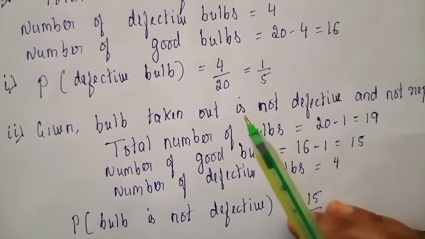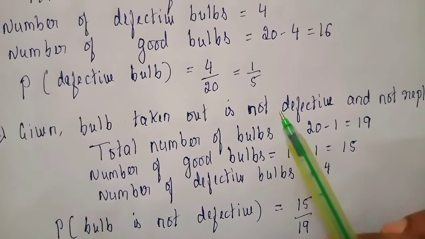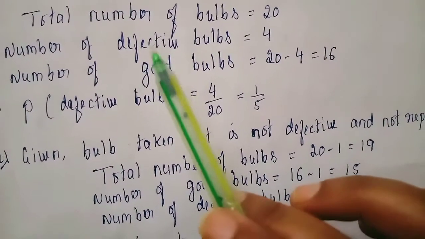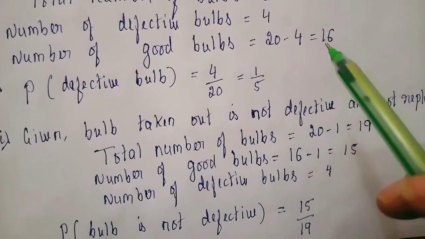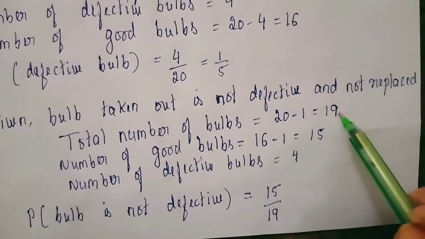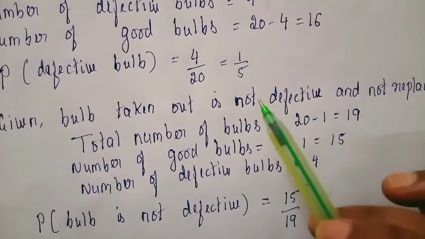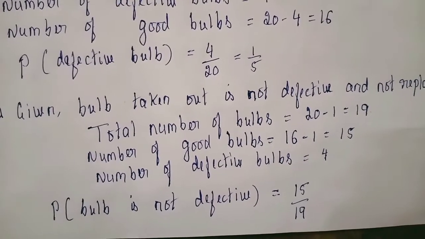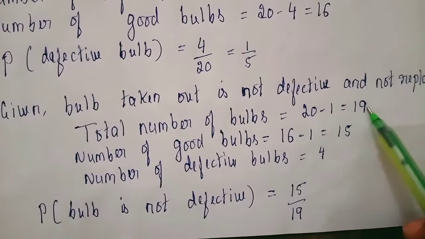And in the second sub question they gave that you have taken out the bulb thinking that it is defective, but it is not defective. And you have not replaced it. So whatever you have taken out, the bulb was not defective. So how many not defective? Not defective is nothing but what? Good bulb. So how many good bulbs do you have? 16. So now the total number of bulbs, instead of 20, becomes 19. Why? Because you thought the bulb was defective, but the bulb was not defective, it was a good bulb. You didn't replace it in the bag, so you kept it outside. So because you didn't include it, you have to subtract 20 minus 1, 19.